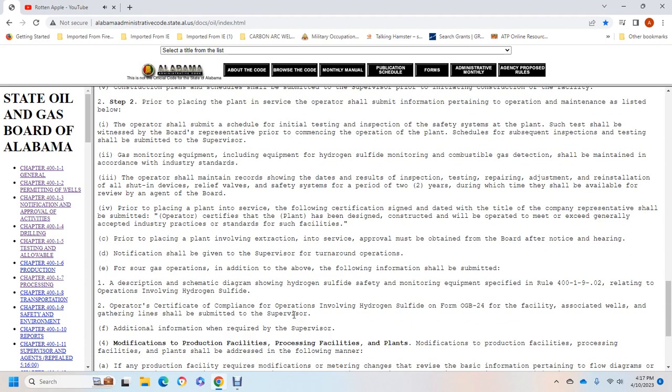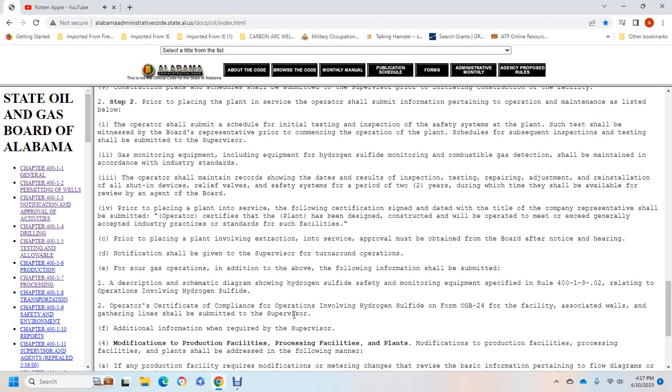C, prior to placing a plant involved with extraction into service, approval must be obtained from the board after a notice of hearing. D, notification should be given to the supervisor of the turnaround operation. E, for sour gas operation, in addition to the above, the following information shall be submitted. The description and schematic diagram showing the hydrogen sulfide monitoring equipment specified in Rule 401.902 related to operations involving hydrogen sulfide.